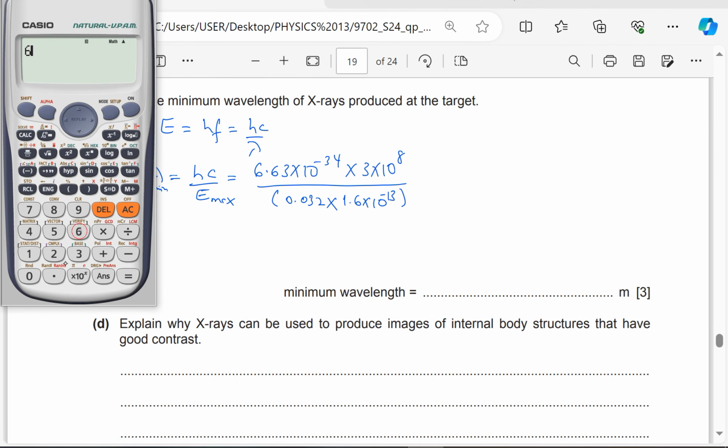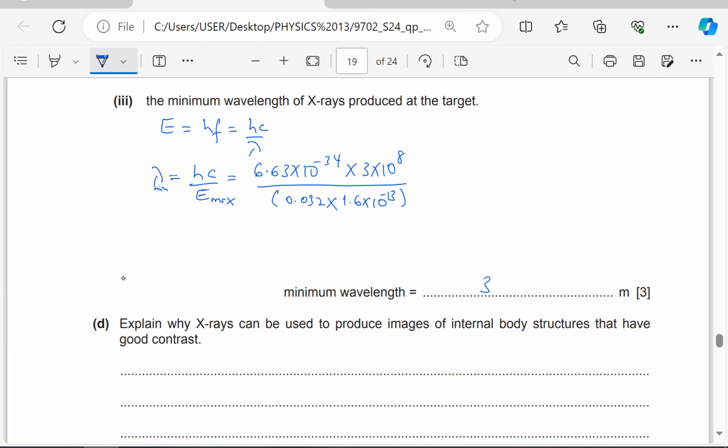So I'll have 6.63 × 10^-34 times 3 × 10^8 divided by 0.032 times 1.6 × 10^-13. So I'm getting 3.9 × 10^-11.